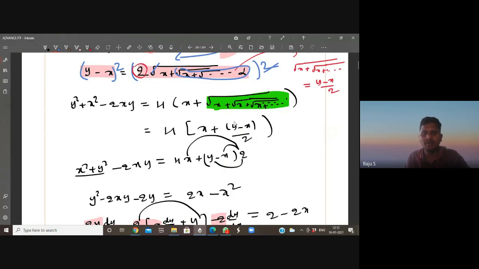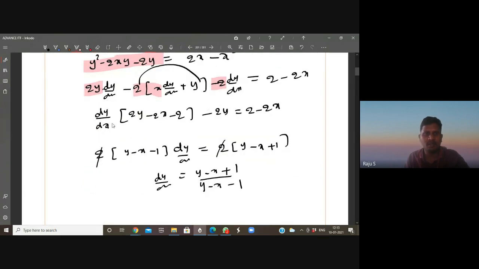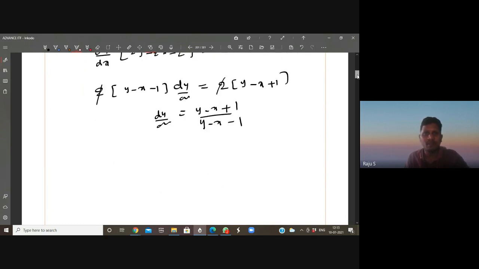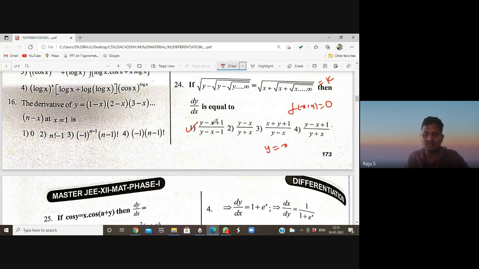From the above one, we can write it as y minus x by 2. Then after that I have taken y terms at one side, only y. So y square is there, 2xy, 2y is there. Because when we differentiate, y becomes dy by dx, it is easy to take dy by dx to one side. So I'm taking dy by dx common, finally we get like this. The remaining values I'm taking to the right side, 2 is common in left hand and right. I cancel that, finally dy by dx will be y minus x plus 1 by y minus x minus 1. First option is correct.